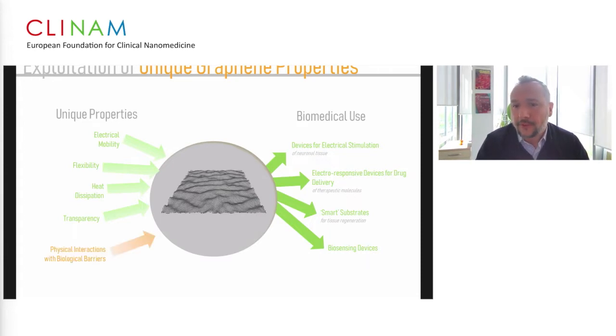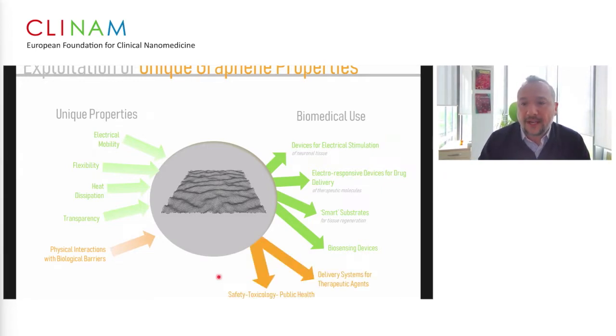There's also another set of properties which is not very commonly discussed, which are the ones in orange at the bottom left, on physical interactions with biological barriers. How do these sheets interact with, let's say, the glomerular filtration system, the cardiovascular system, the blood-brain barrier, and all of these barriers that are physiologically presented to them? And that, in our view, also presents opportunities, not only in the pharmacological sense, so using them as transport agents of other therapeutic agents, but also in determining the safety, toxicology, and public health limitations by using these materials or being accidentally and unintentionally exposed to these materials.